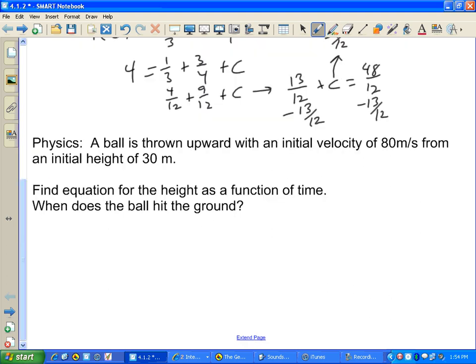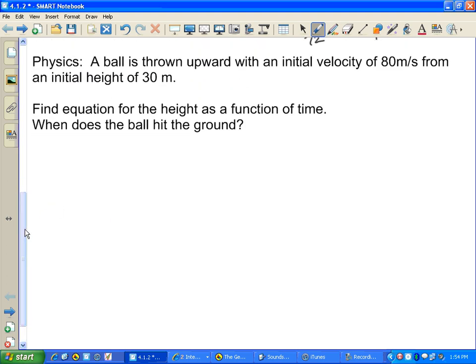Let's look at a physics problem. A ball is thrown upward with an initial velocity of 80 meters per second and its initial height of 30 meters. Find the equation for the height as a function of time and when does the ball hit the ground.